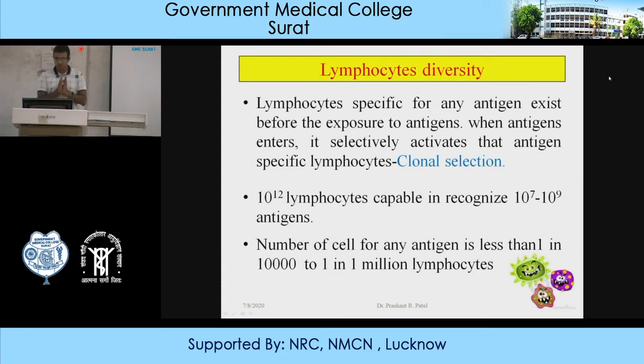This is known as clonal selection. As per theory, there are 10 to the power 12 lymphocytes which are capable of recognizing 10 to the power 7 to 10 to the power 9 antigens. The number of cells for any antigen is less than 1 in 10,000 to 1 in 1 million lymphocytes. That means the antigen specific lymphocytes are very few in number.